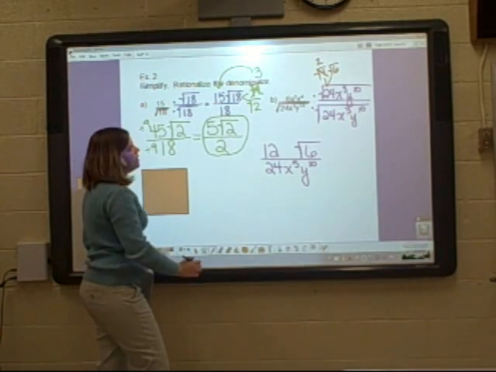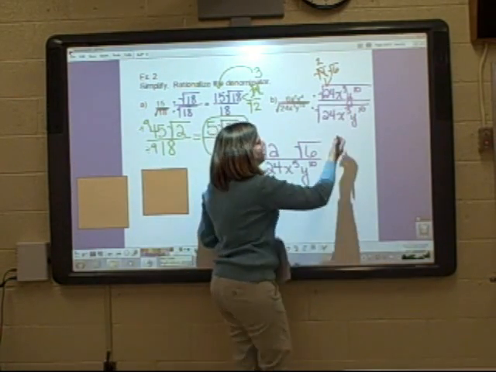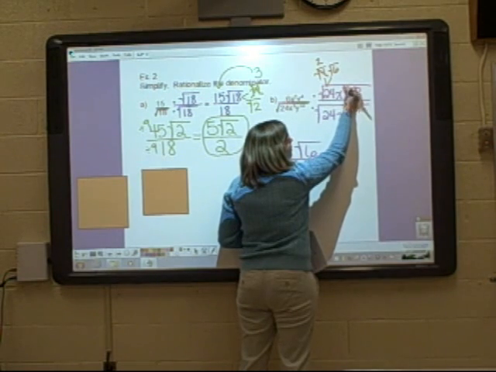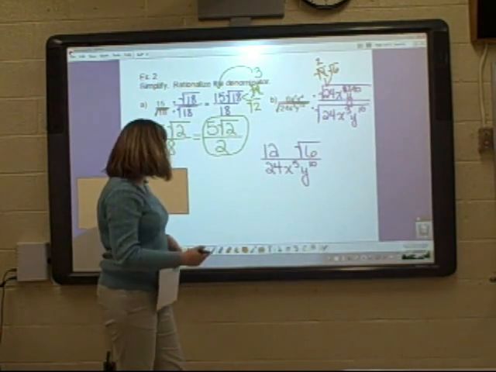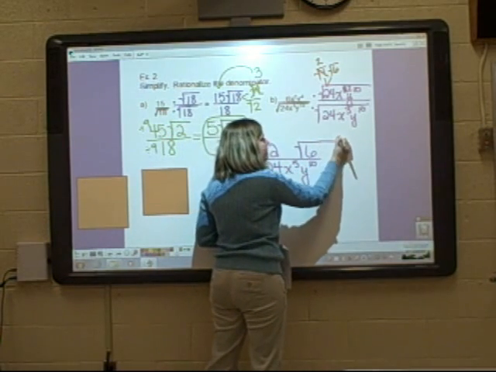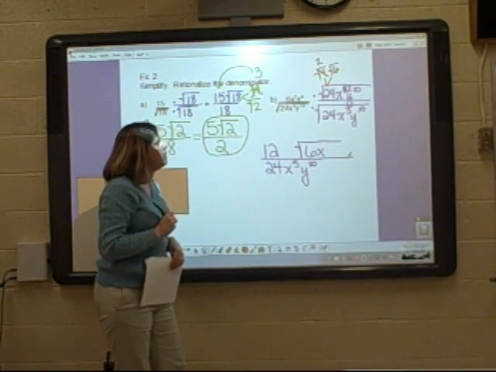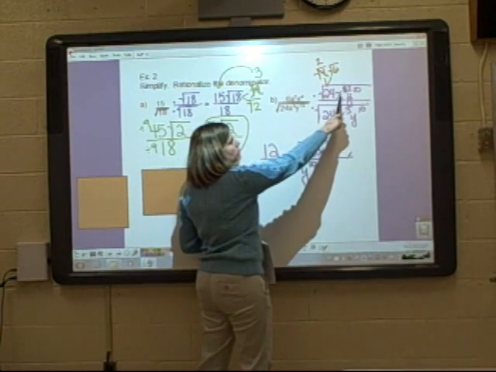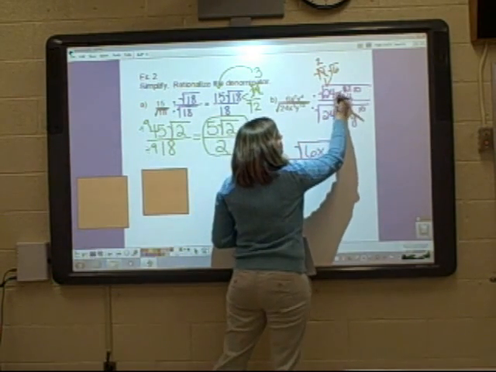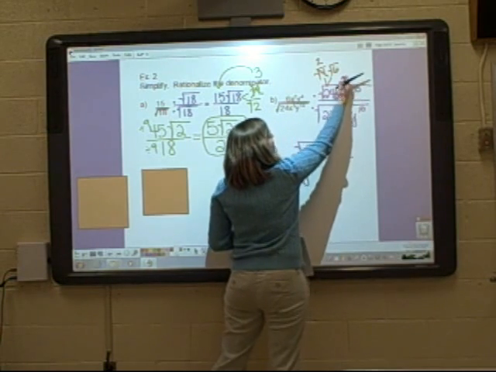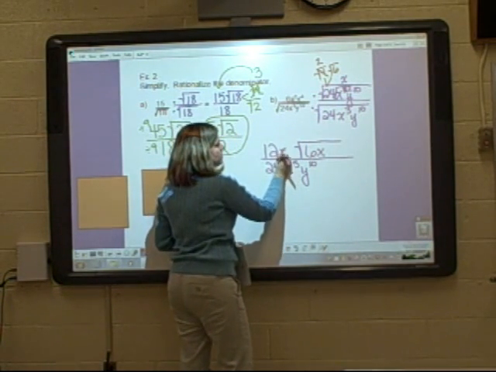And I'm going to leave a little bit of room here because I still have variables to bring through. Okay, next, I've got x to the 3rd power. Well, when I have an odd exponent, I'm going to borrow 1, and I'm going to make that a 2. And since I borrowed 1, I want to make sure that I leave that underneath the square root sign. And now I'm going to take the square root of x squared, which is x. And then I'm going to multiply that by the x squared that's on the outside, and that becomes x to the 3rd.